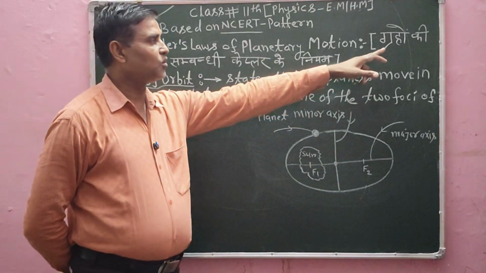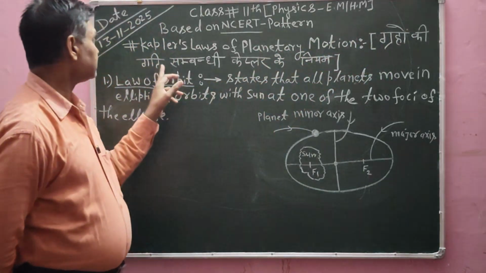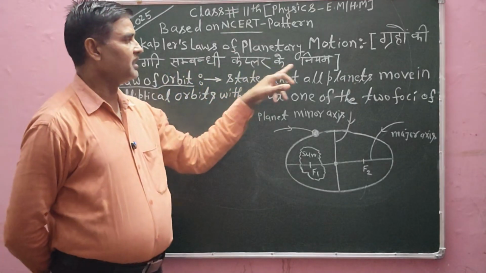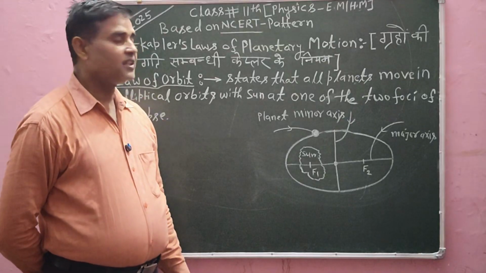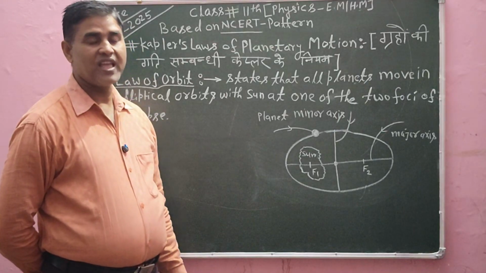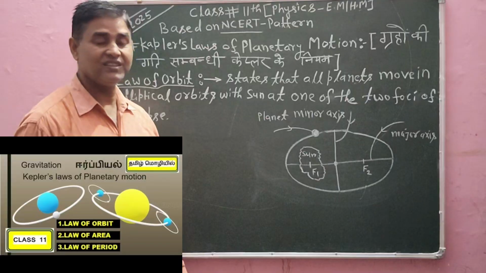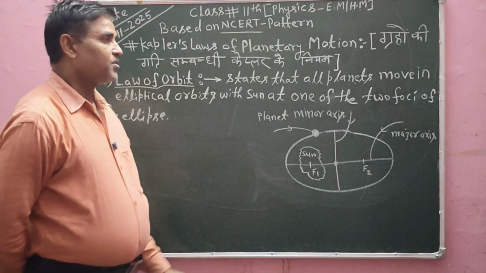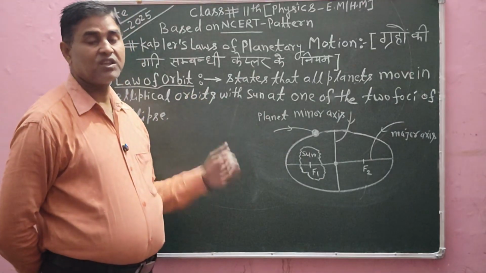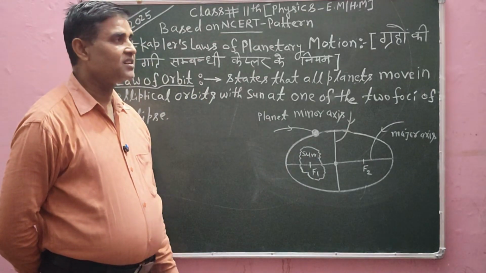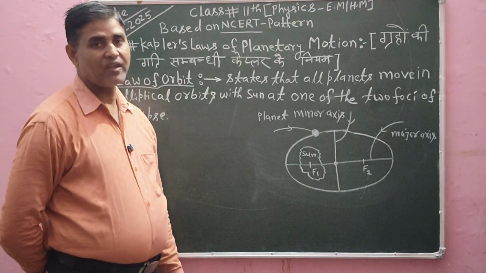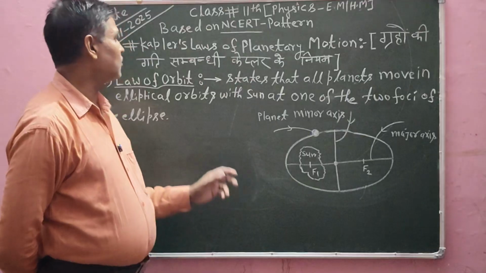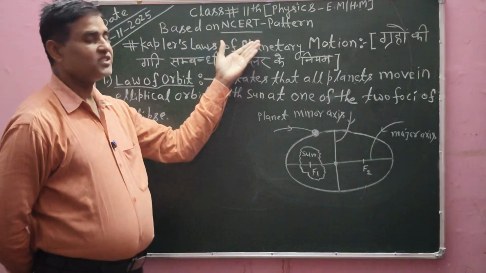In Hindi that is also called ग्रहों की गति संबंधित केपलर के नियम. Kepler gives three laws. All these three laws I will explain one by one. The first is the law of orbit, second is the law of area, and third is the law of period. This is also based on the NCERT pattern.